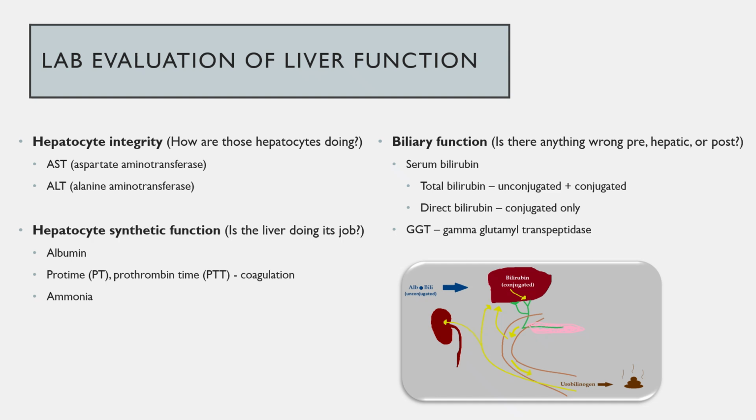ALT is more liver specific, AST is less picky. It's also found in muscle. So again, context matters. Yes, pathology is rarely as straightforward as we want it to be.